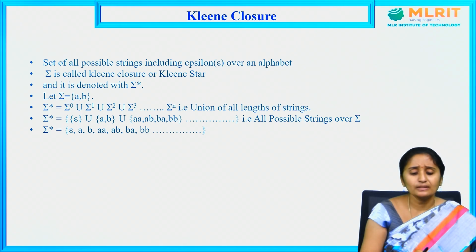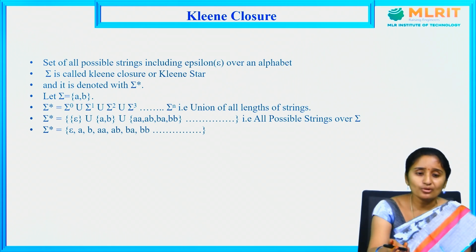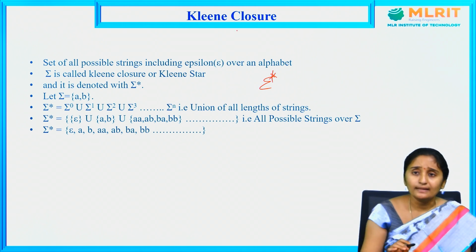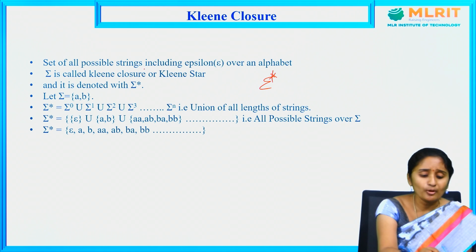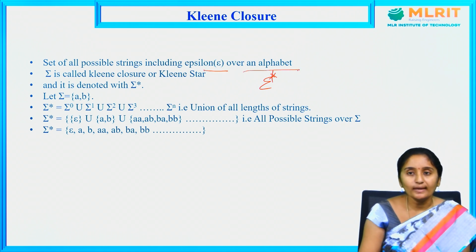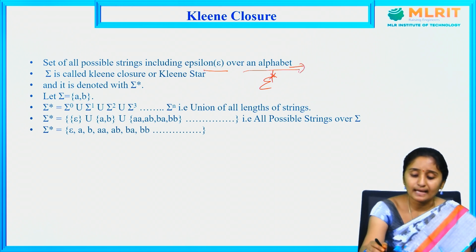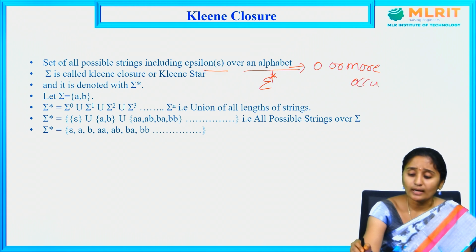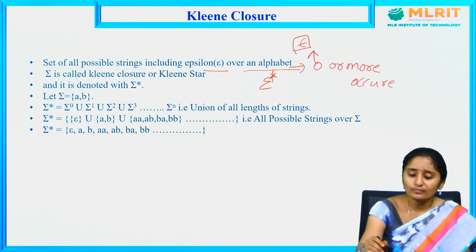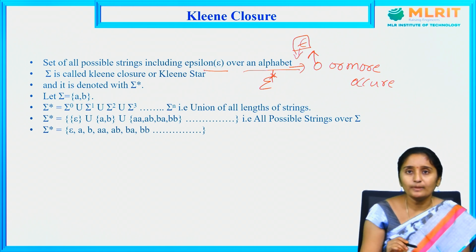So the next one is Kleene closure. In powers of alphabet, we have discussed sigma power star. Star is going to tell me the Kleene closure. It is the set of all possible strings, including epsilon, over an alphabet. It is nothing but 0 or more occurrences. 0 means including epsilon. 0 is nothing but the length of the string is 0, which we represent with epsilon.